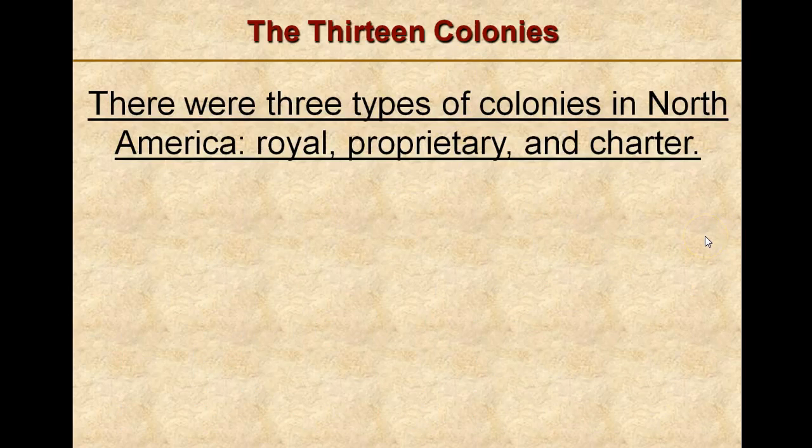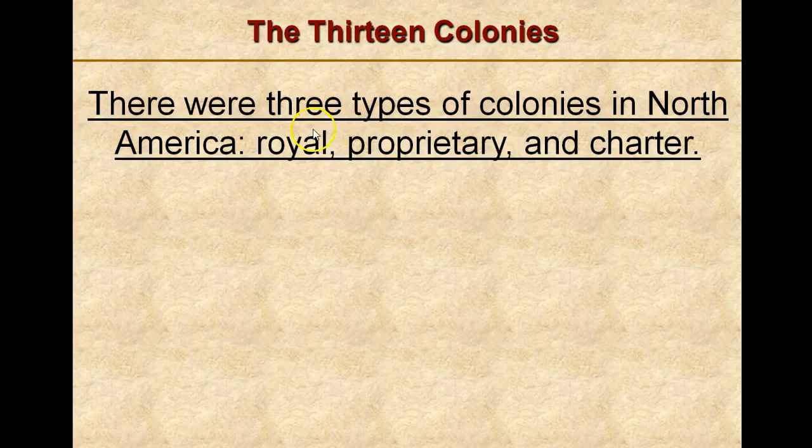Now, what we want to look at is, in these colonies, there are 13 of them, and they were set up in different ways with kind of different goals in mind. And of course, most of the colonies were set up with the idea of making money for the British government, the British crown. When I say the government in Great Britain, we're talking about the king. It's synonymous. It's the same person.